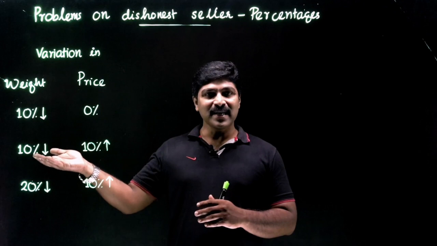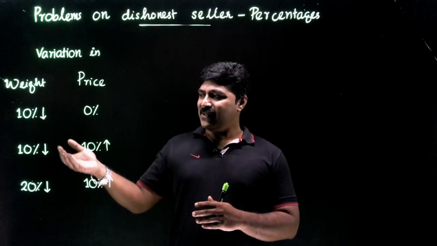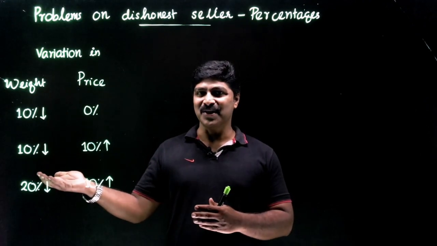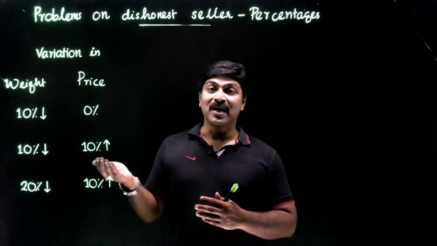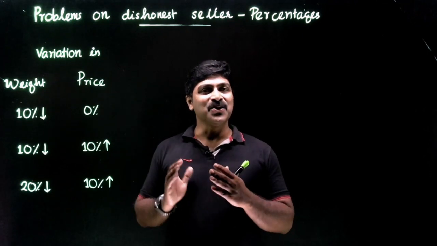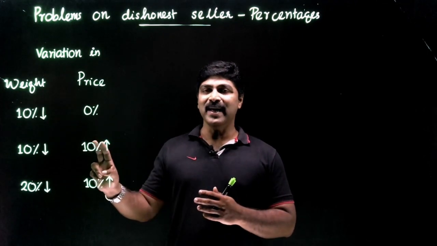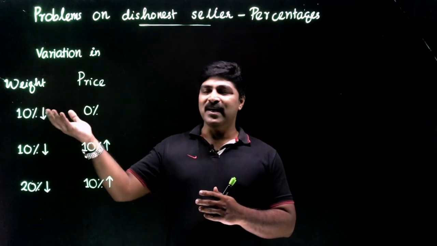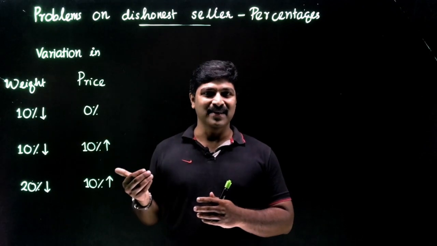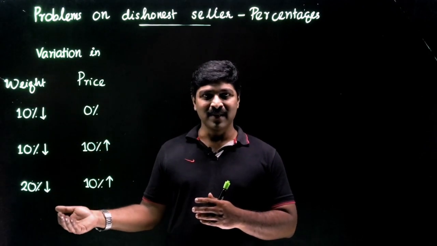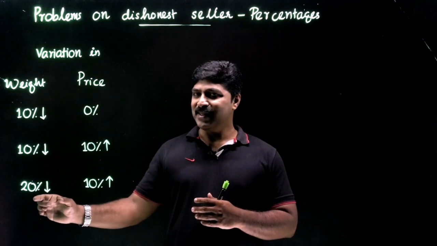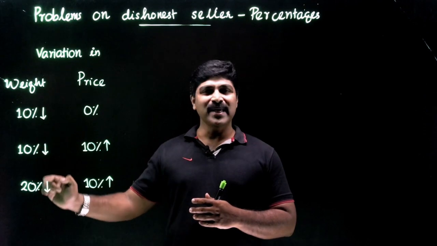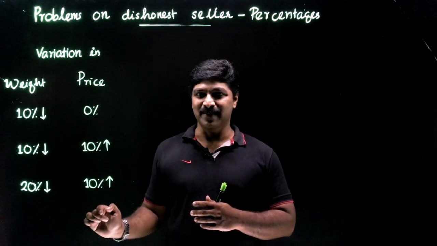And suppose we consider the second example. Here, the seller weighs 10% less in each transaction and he is charging 10% more than the usual cost price. So it will make a double effect, and the profit percentage will become something more than in the initial calculation. And the third example: suppose he is weighing 20% less and charging 10% more. It's almost the same concept, only the values differ.